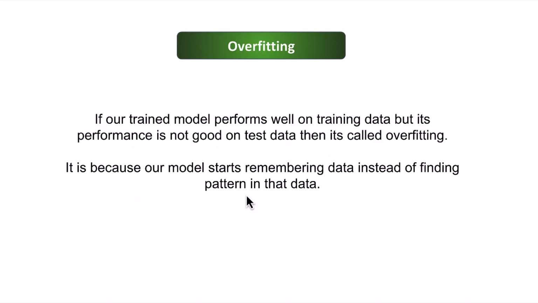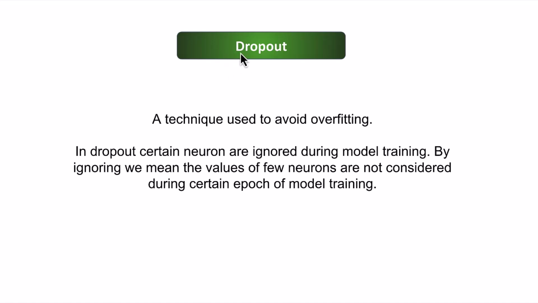And after this loss function, the next thing is overfitting. So if we train our machine learning model and our trained model performs well on the training data, but its performance is not good on the testing data, then this problem is called overfitting. And it is because our model starts remembering data instead of finding patterns in that data. So overfitting is a problem which we can have with our trained model. And in this problem, after training the model, our model is not going to perform well on the data which is new for our model. And to solve this problem, we use a technique that is called dropout.